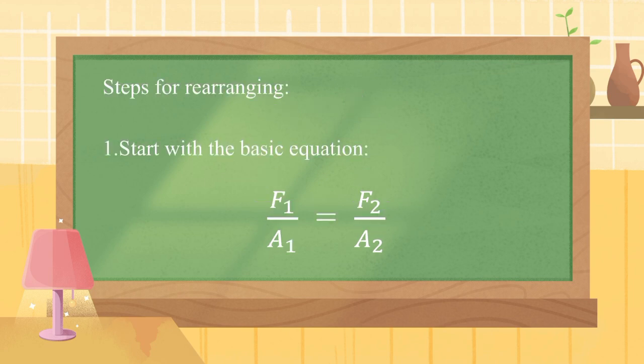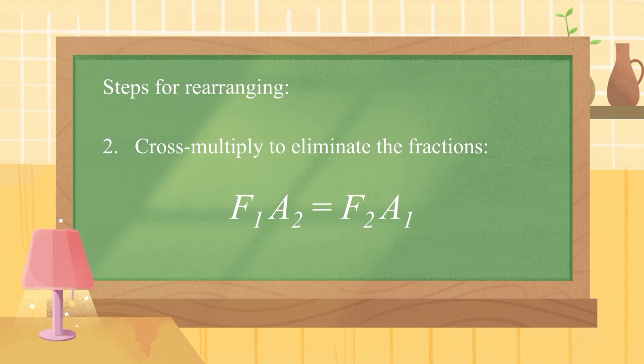Now, let me present to you the steps for rearranging the equation in Pascal's principle. This will help us to determine which formula to use to solve for different variables. First, start with the basic equation: F1 over A1 equals F2 over A2. Second, cross multiply to eliminate the fractions. So, we have F1 times A2 equals F2 times A1.